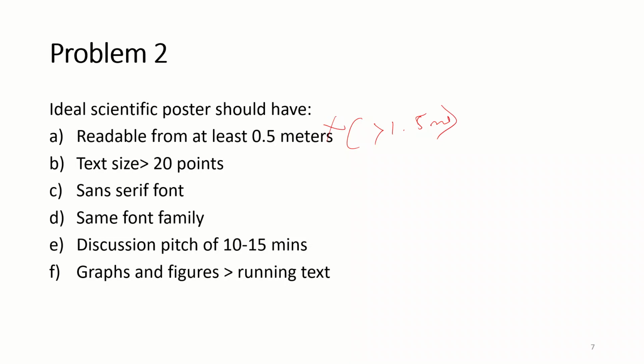B is correct. So 24, actually, everything should be bigger than 20. 20 is kind of the least size that we had. C. C is not correct. Why? No, it is correct.